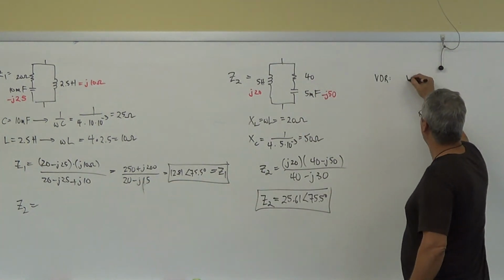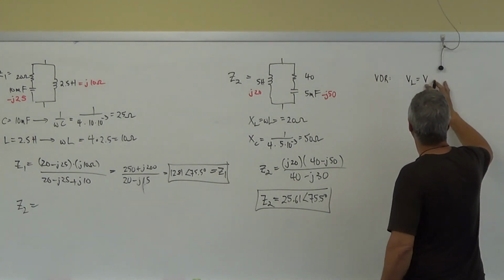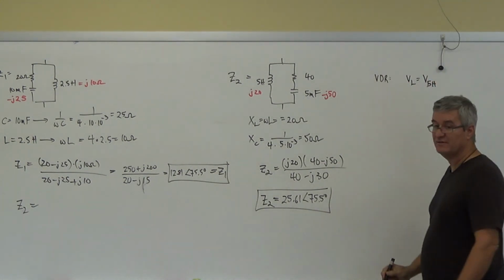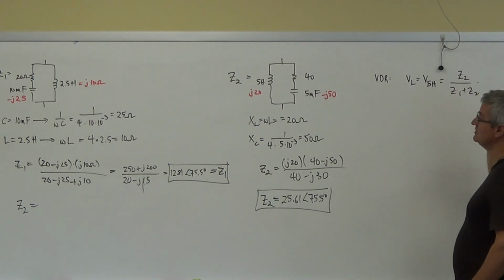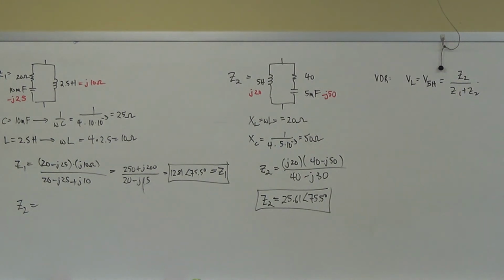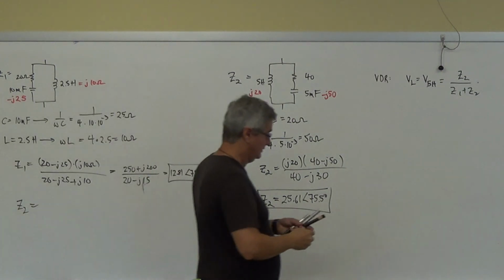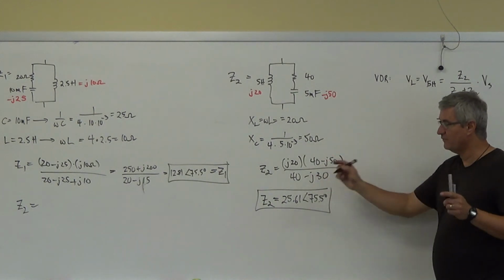So what's the voltage of the inductor? Right? The voltage of, what was it? 5 Henry. The voltage of the 5 Henry has to be what? Z2 over Z1 plus Z2 times the source. Now we didn't convert the source here, but look at the source here. Look at that phase. When I go to a phasor circuit, this guy has to be what? 10 with a phase of 60 degrees. Times the source here. So then I have my polar forms here.